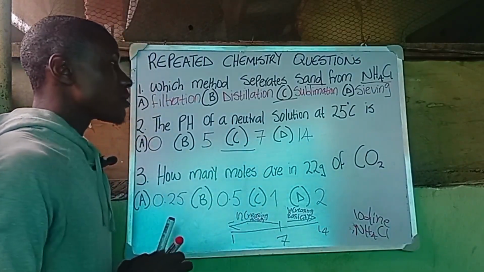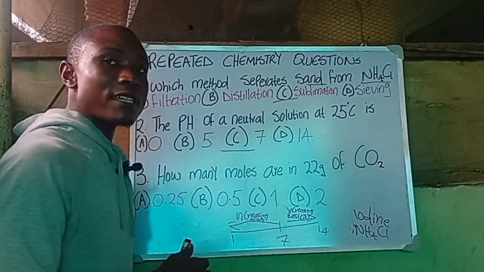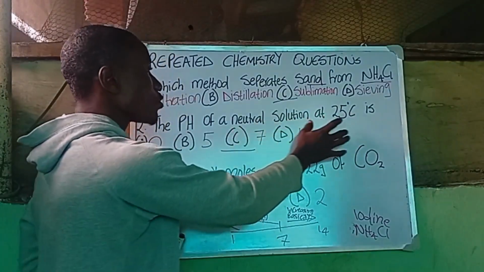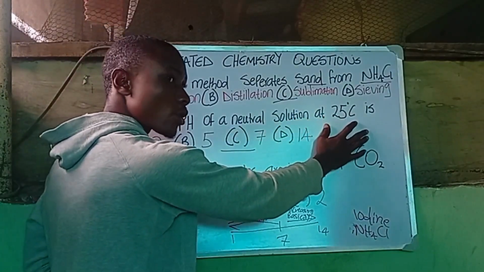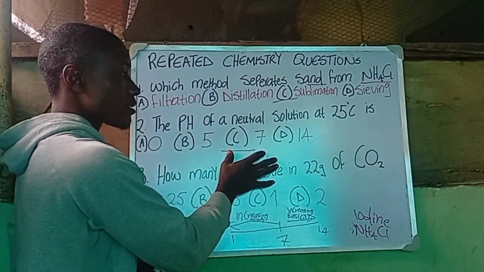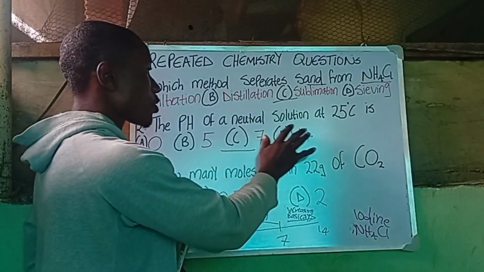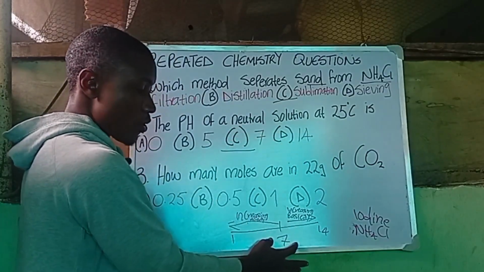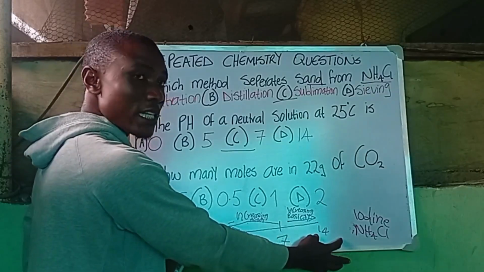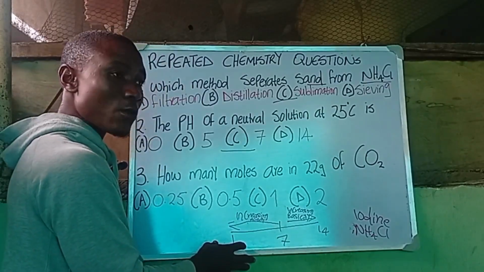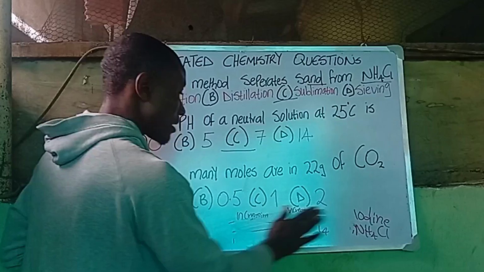Now, this is 25 degrees C, and 25 degrees C is known as room temperature. So the pH of a neutral solution at room temperature is 7, and 7 is neutral. But when it gets to 14, that is the highest alkalinity, and when it gets to 1, that is the highest acidity. Right? So that is just how it is.